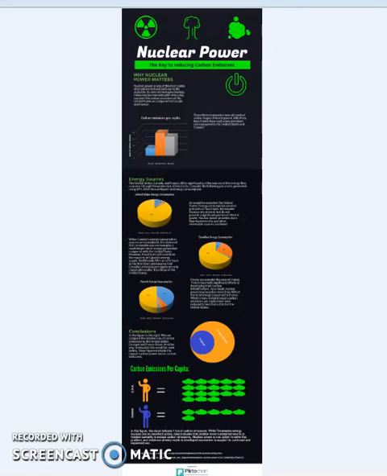Hello, my name is Aaron Hope, and today we'll be discussing my infographic on nuclear power. The goal of this infographic was to educate individuals on the impact that nuclear energy has on reducing carbon emissions.